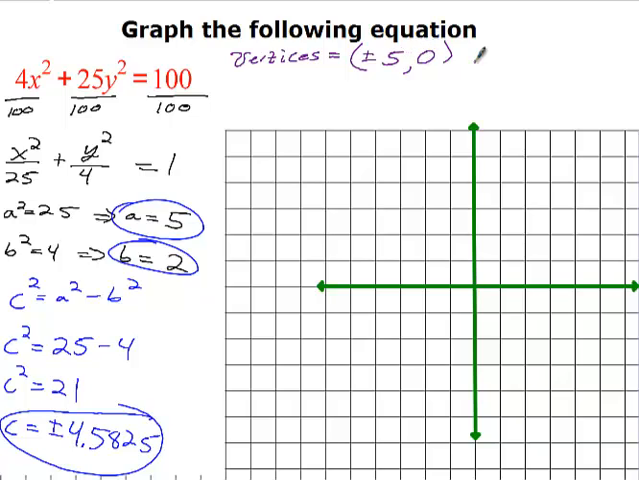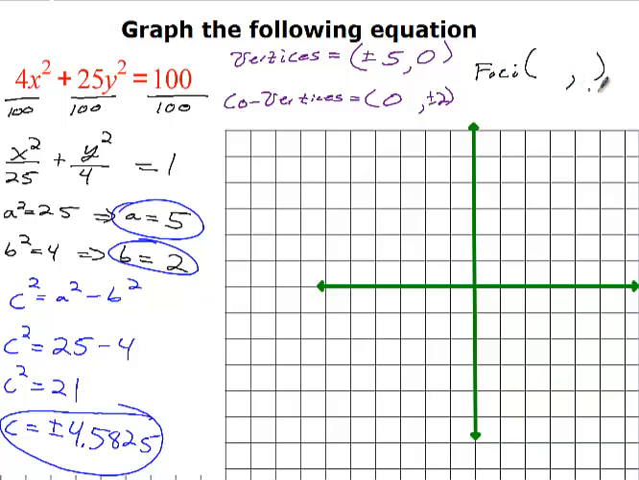So that gives you 2 vertices, right? 5, 0, negative 5, 0. Everybody okay with that? Yes or no? Okay. And then I have my co-vertices. They're going to be at 0, plus or minus B. So what's my B value? 2. So I get 0, plus or minus 2. All right. Any questions so far? We all right? Okay. And then we have our foci.